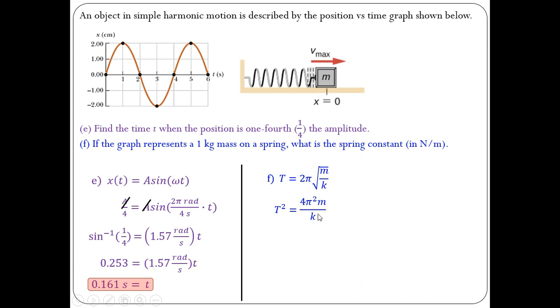And then from here, to solve for k, we move k up to the left side. We move t squared down to the right side. And that will look like that. Here it's just plug and chug.